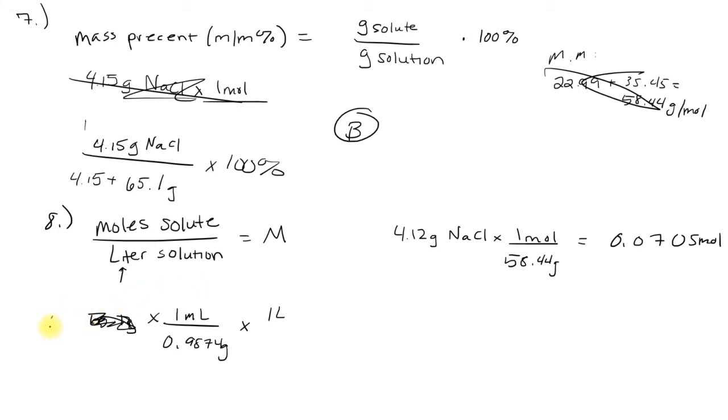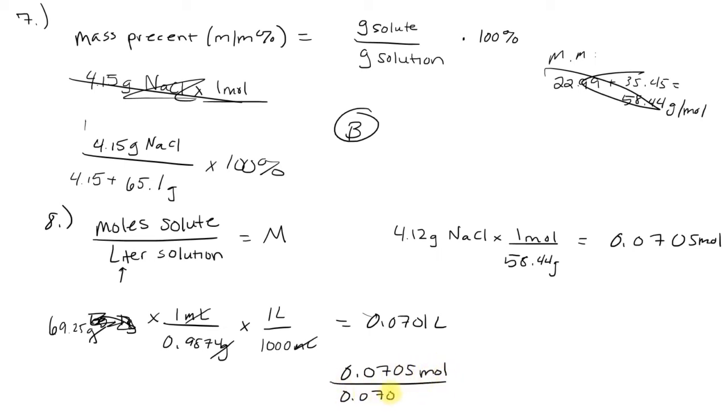So we had 69.25 grams here, and I'm going to divide that by 0.9874. And then I'm going to convert that from milliliters. So basically we're canceling milliliters there, we're canceling grams there, and we get liters. So it's 70.1 milliliters, and that means that it's 0.0701 liters. So I just take 0.0705 moles divided by the liters of solution and look for whichever answer is closest.